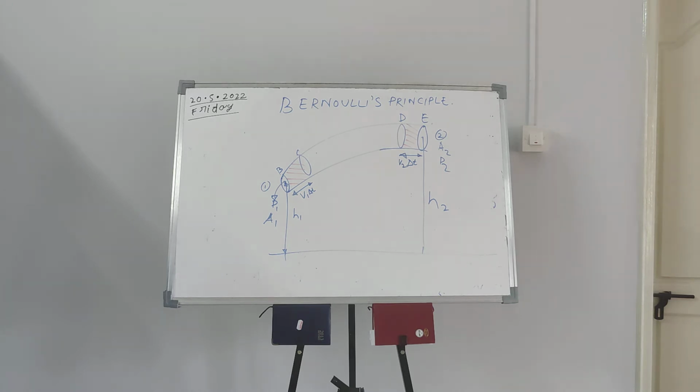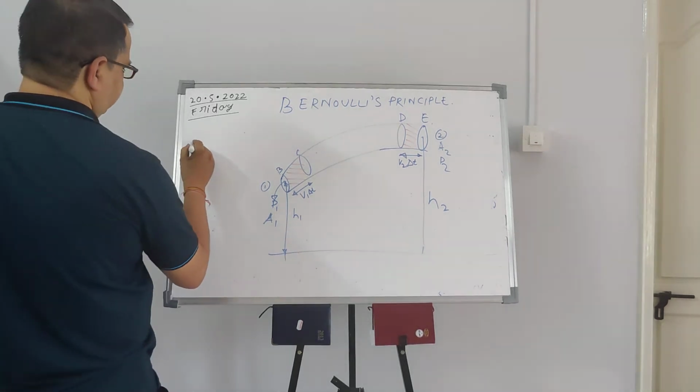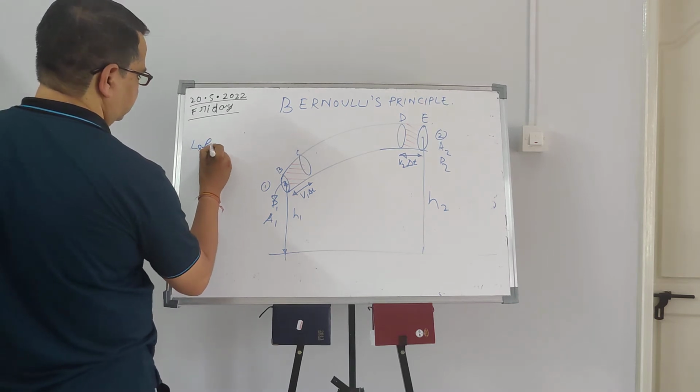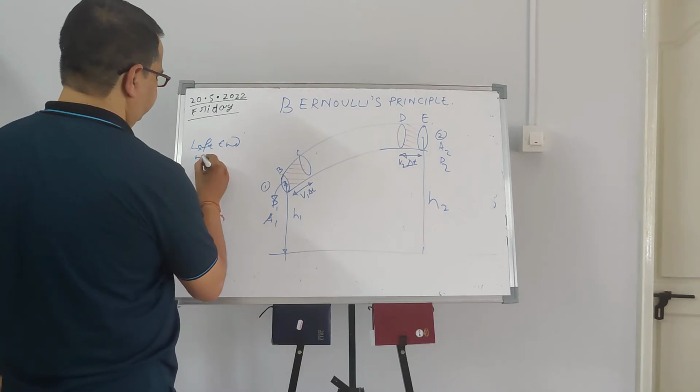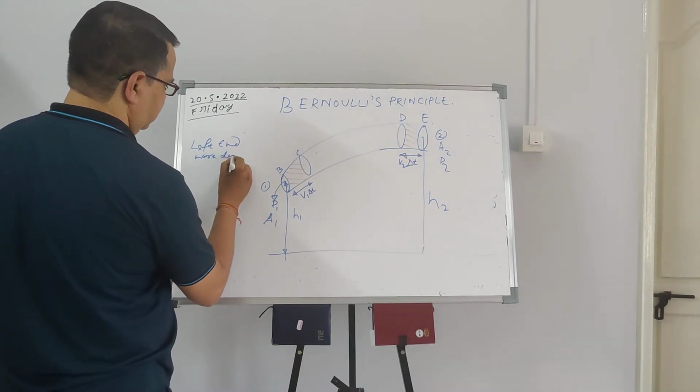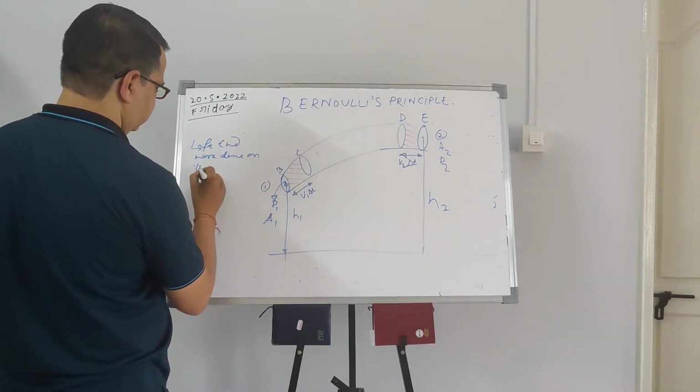The work done on the fluid at the left end BC is W1, which is equal to P1 into A1 into V1 into delta T. Okay, so you might have studied this. The work done on the fluid at the left end.